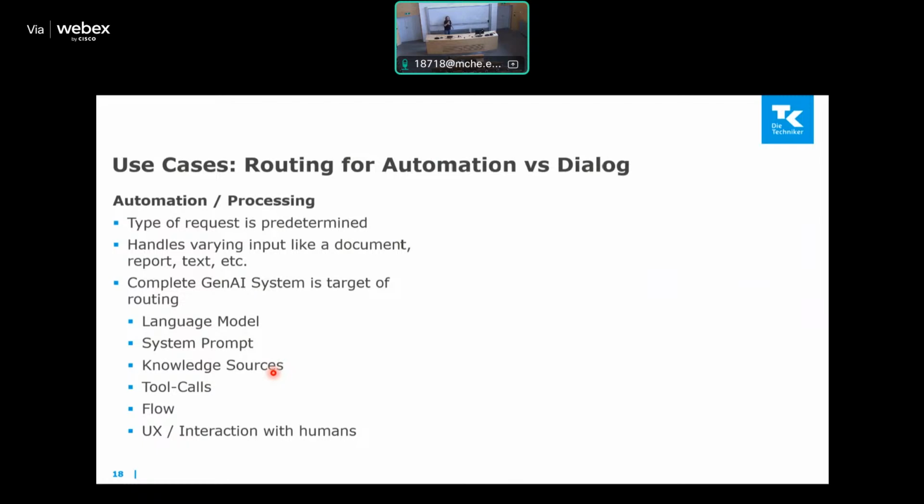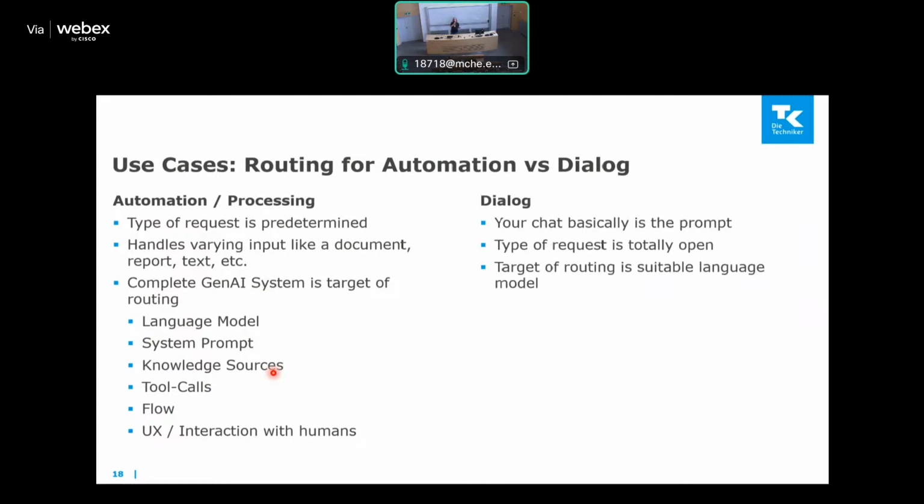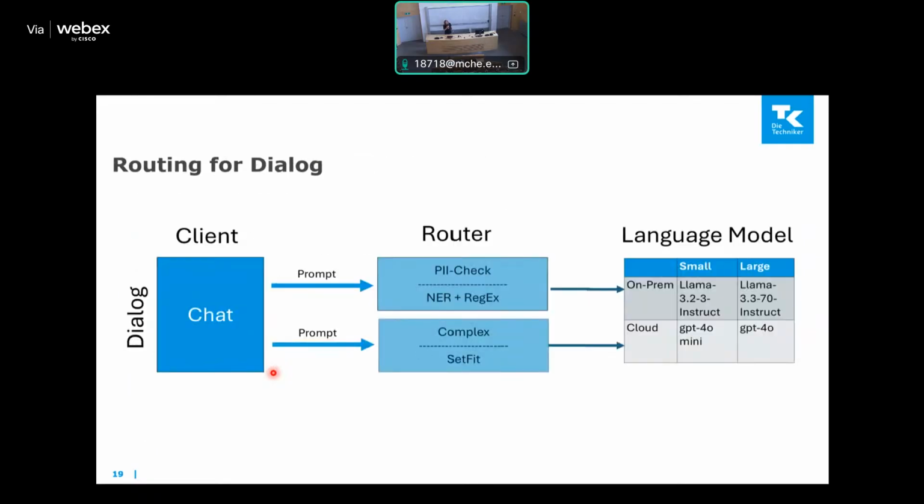On the other hand, if you're not automating, but you have a dialogue, you don't know the prompt upfront. You don't know what the people want from you, right? That's a typical thing. So that's totally open. So the routing challenge is different in that case, in the sense that you're not routing to a complete system, but rather to a specific model. And the two use cases look like this. The first one is, does it contain personally identifiable information? And the second test that we do is, is the request complex or not? And this is used to determine which language model to use.